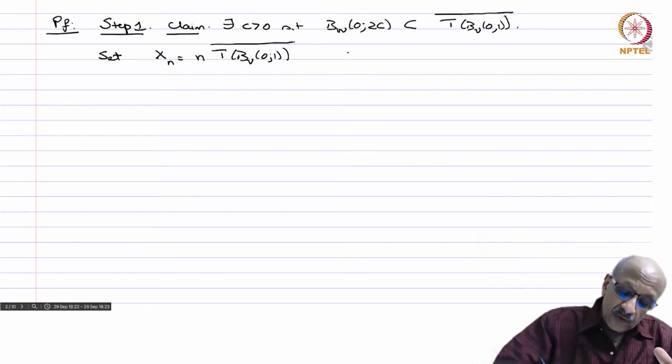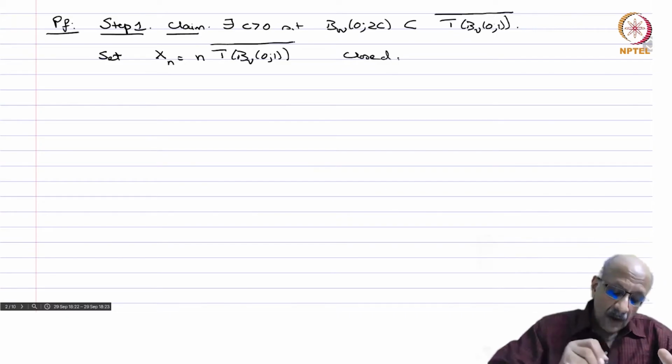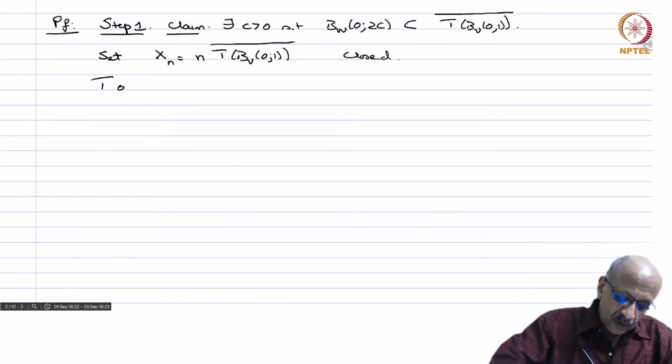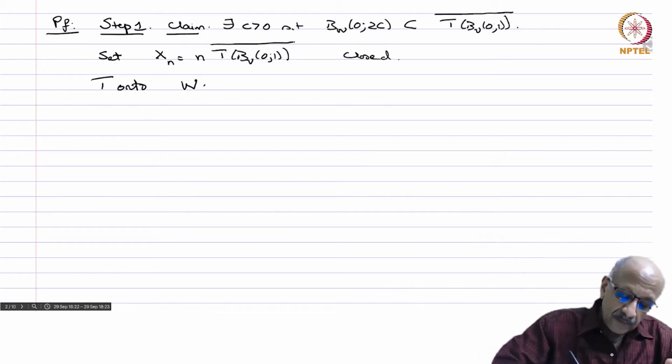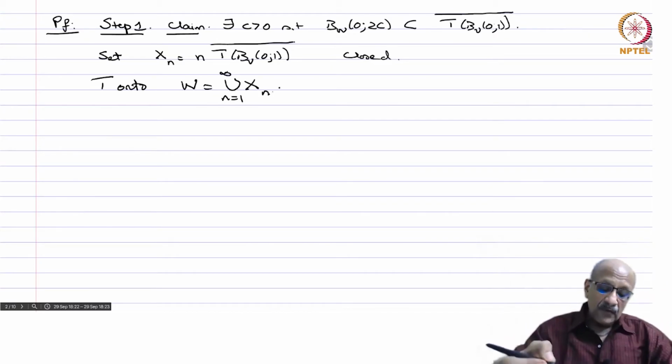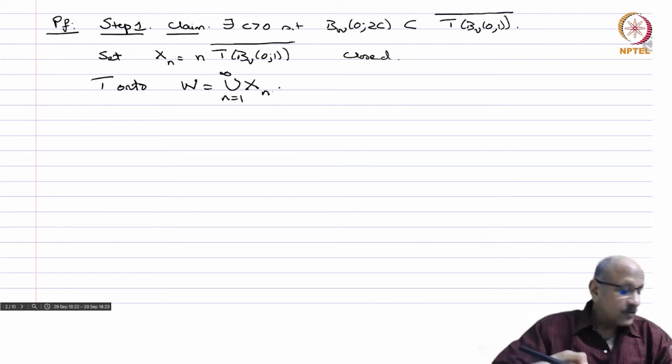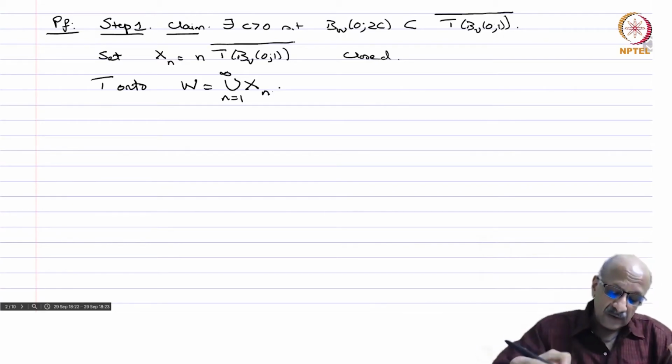Then each X_n is closed. Also, T is onto, so this is where we use the ontoness of the map. Every element in W is an image of something in V, and you can scale it, and therefore you can show that in fact W equals the union over n equals 1 to infinity of X_n. So every y will be in n times the closure of T(B_V(0,1)). This is entirely because of the ontoness of this map.